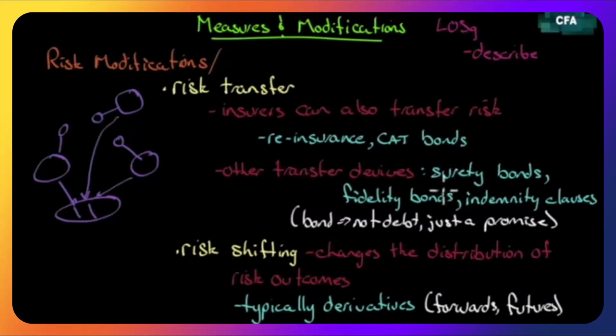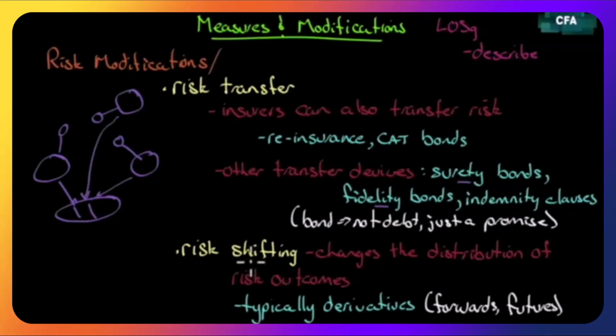Other transfer devices: a surety bond, fidelity bonds, indemnity clauses. These are really to protect against your employees doing something. Now, the term bond here, that's used as a surety bond or a fidelity bond, these are more like bonds of good faith, as opposed to a bond with a stated coupon. It's not debt, it's just a promise, a bond of good faith. So when we think about employees being bonded, that's called a fidelity bond or a surety bond.